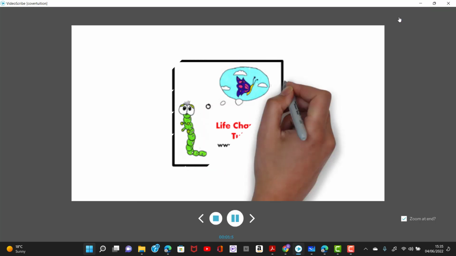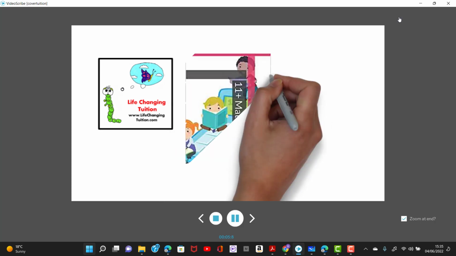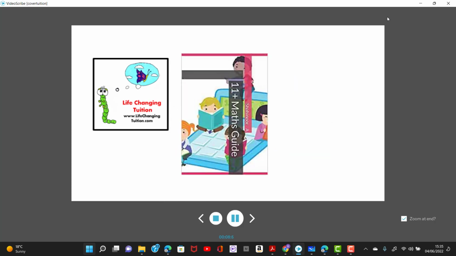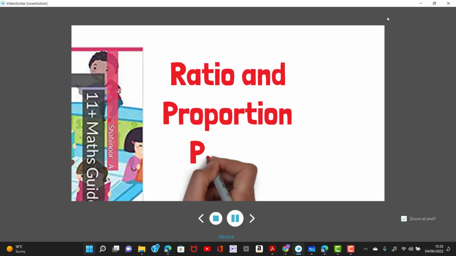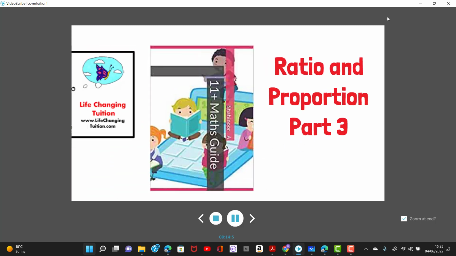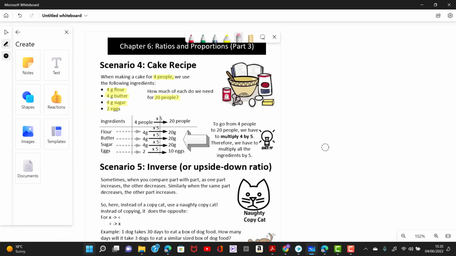Okay, boys and girls, we're continuing with our ratio series. We're going to do two more examples. This is part 3 of the ratio series, taken from the 11 Plus Maths Guide, which can be purchased either from the Amazon website or lifechangetuition.com. So if you go to the whiteboard, we've got two more examples to describe ratio.